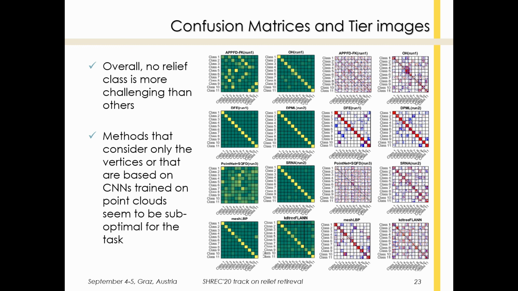First, either for well performing or badly performing methods, you can see that there is no class particularly harder or simpler than the others. This means that the generalization of the concept of relief for the proposed methods was robust enough for this contest. Moreover, you can observe that the methods that convert the models into point clouds, or that are based on CNNs trained on point clouds, seem to be suboptimal for this task.